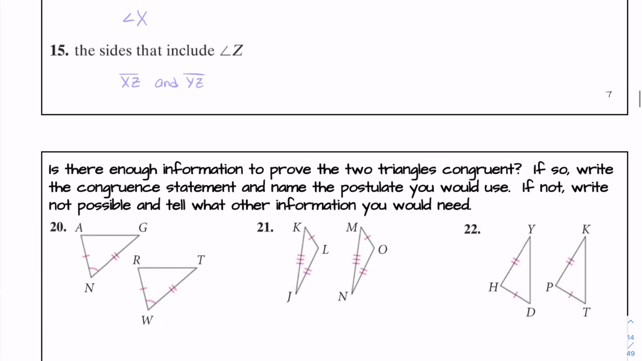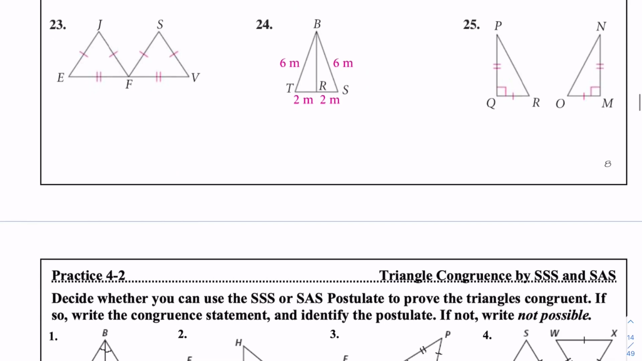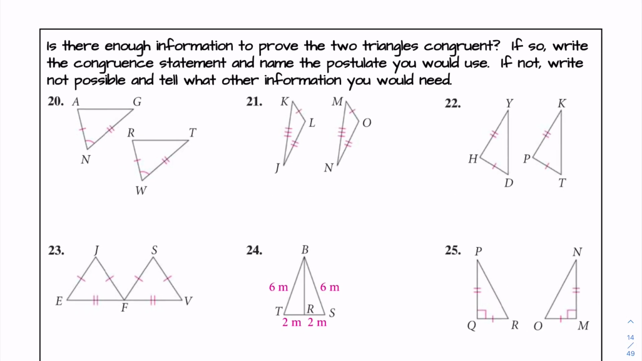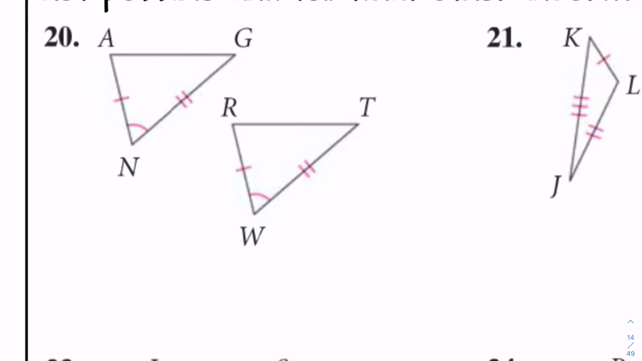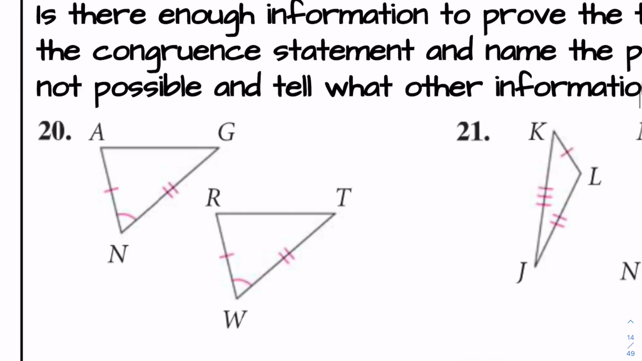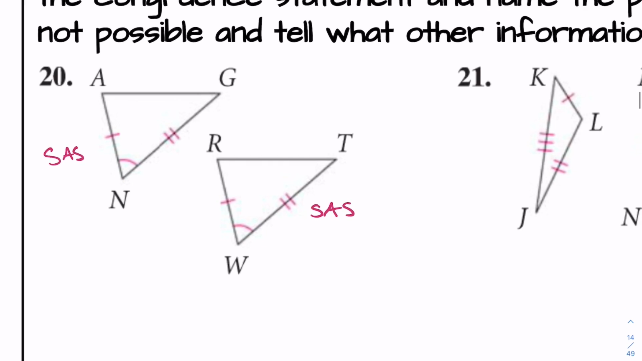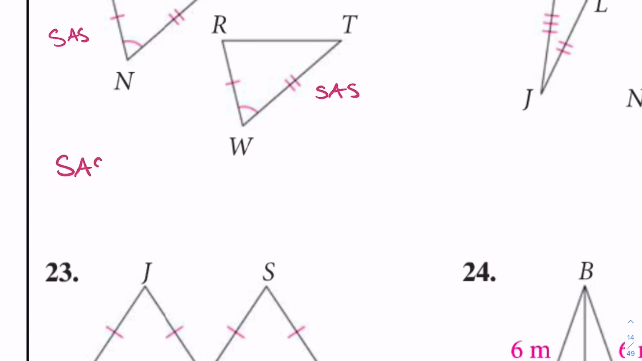All right, I think we're almost done. Is there enough information to prove the two triangles congruent? If so, write the congruent statement and name the postulate you would use. If not, write not possible and tell what other information you would need. This is very comprehensive. Let's see, I used purple. It looks like side angle side for this one, side angle side for this one. So, side angle side postulate or theorem.